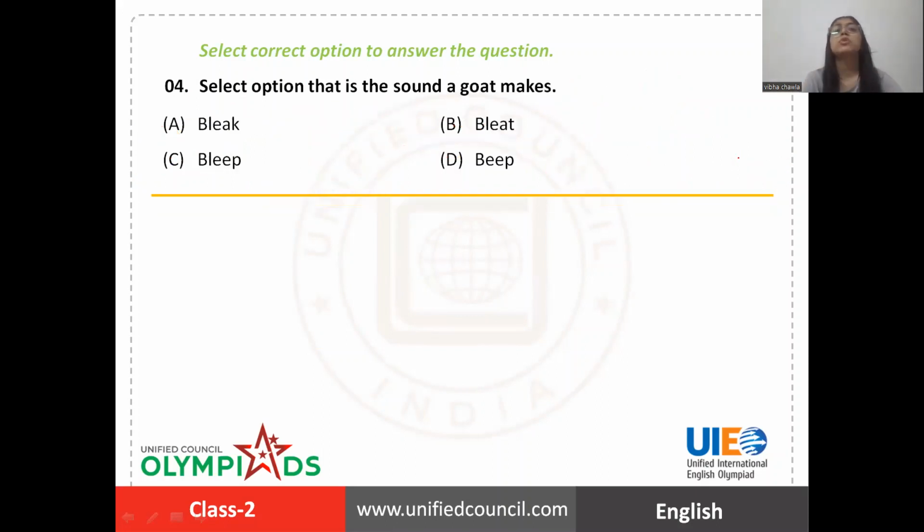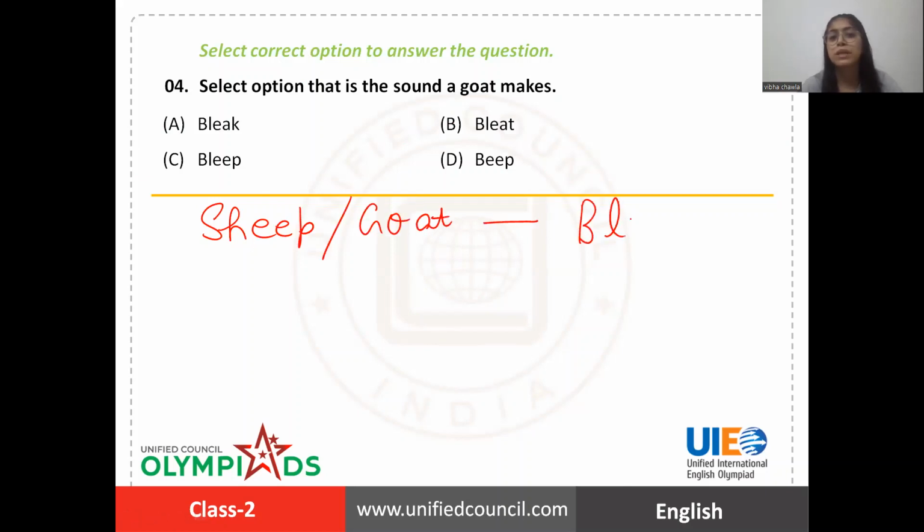Now, question number 4 is select the option that is the sound a goat makes. If I talk about sheep or goat, they both make the same sound, which is bleat. So you got the right answer. It is option B, bleat. It is the sound a sheep or a goat makes.